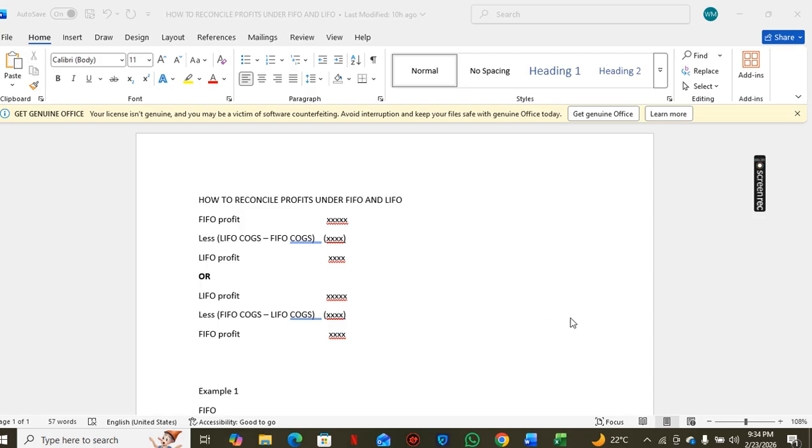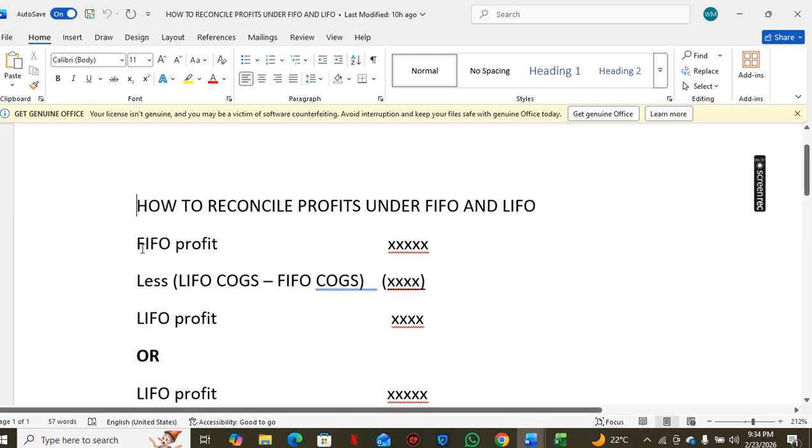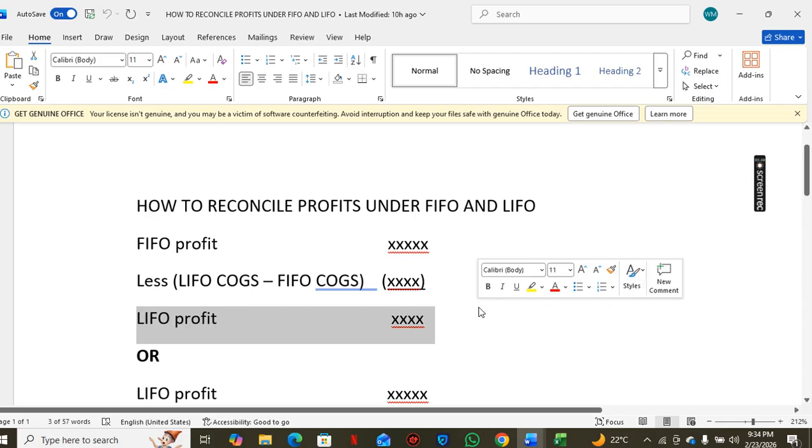There are two formats we can use. If you start with your FIFO profit, then you subtract the cost of goods sold under LIFO minus the cost of goods sold under FIFO, you're going to get your LIFO profit. So let me just illustrate this one with an example.